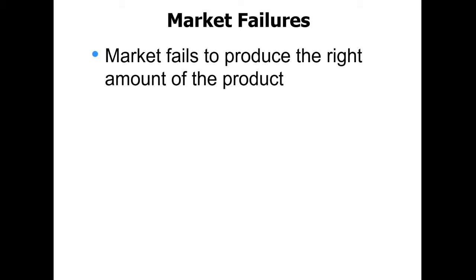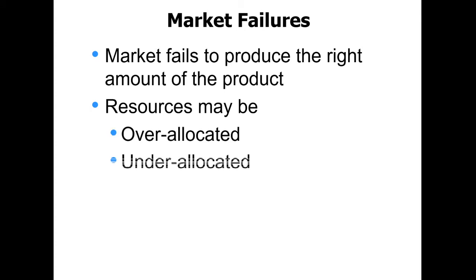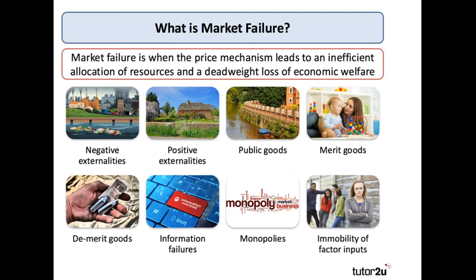All right, today's topic is going to be market failures. We've looked at a bunch of market structures. Now we're going to focus on market failures, which is when the market fails to produce the right amount of the product. When this happens, there are two specific ways we're going to look at where resources may be overallocated or underallocated. What is a market failure? It's when the price mechanism leads to an inefficient allocation of resources and a deadweight loss of economic welfare. The three we're going to focus on: negative externalities, positive externalities, and public goods.